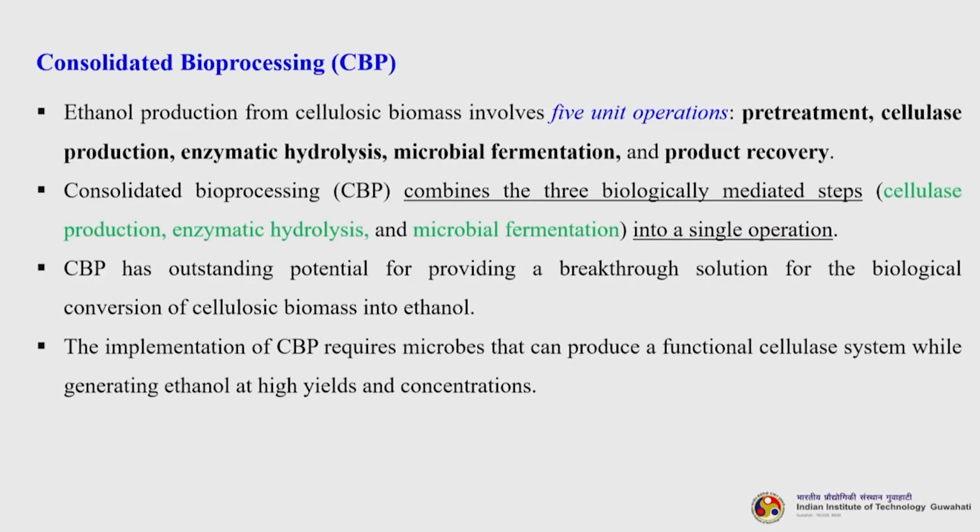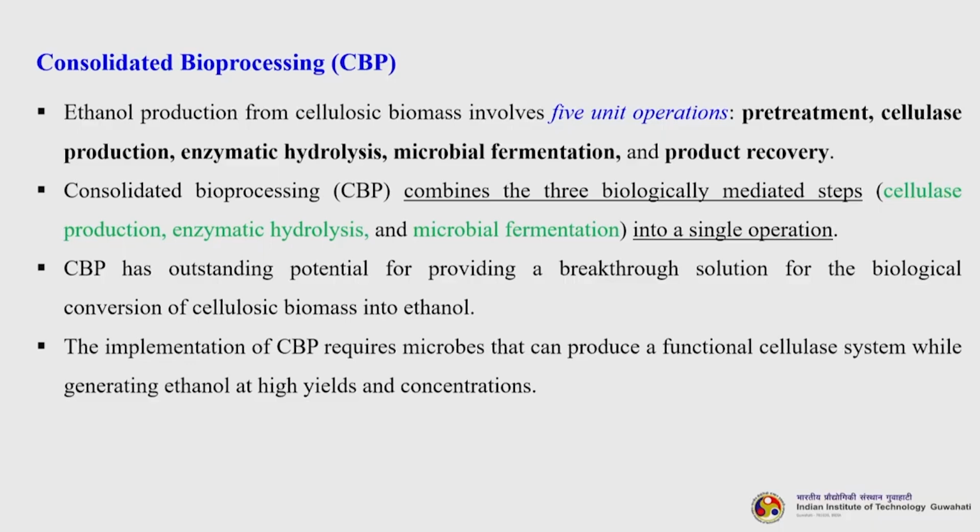Now, ethanol production from cellulosic biomass involves 5 unit operations. What are those? First is pretreatment, second is cellulase production, third is enzymatic hydrolysis, fourth is the microbial fermentation, and fifth is product recovery. Now, consolidated bioprocessing combines the 3 biologically mediated steps. What are those? Cellulase production, enzymatic hydrolysis and microbial fermentation into a single operation.